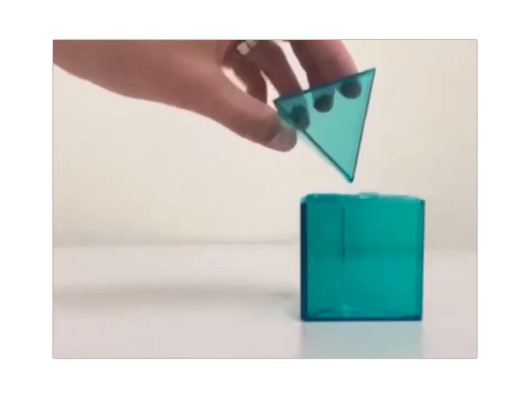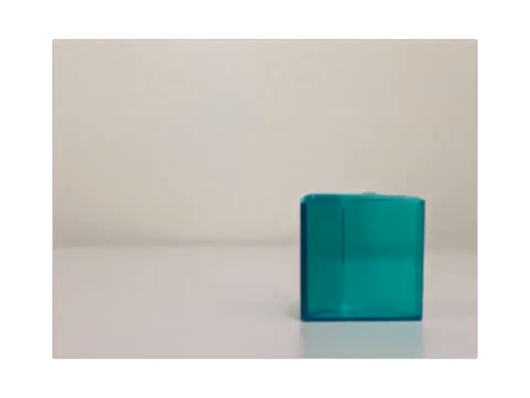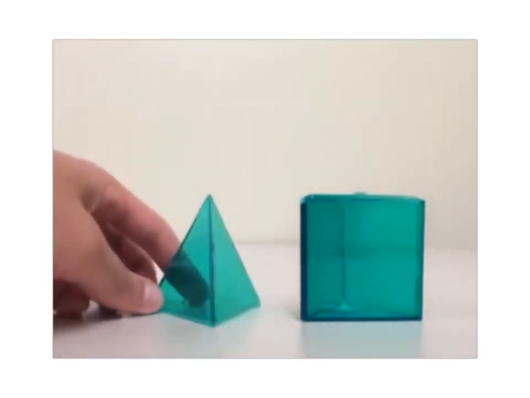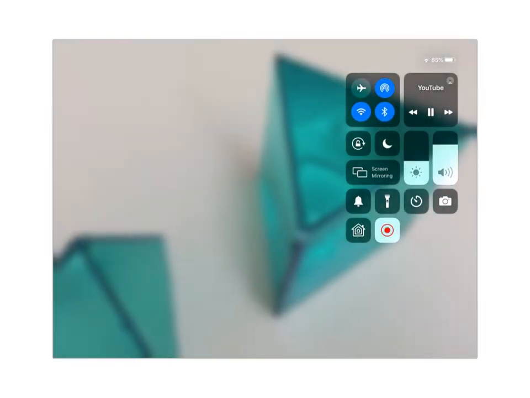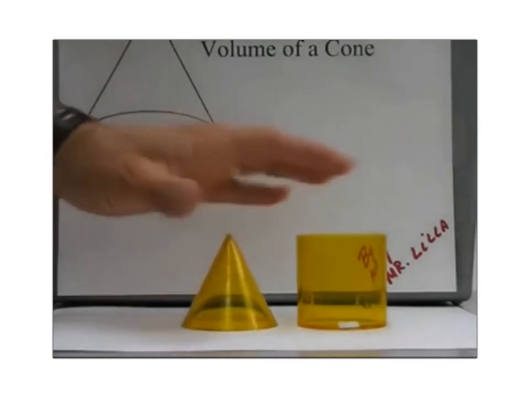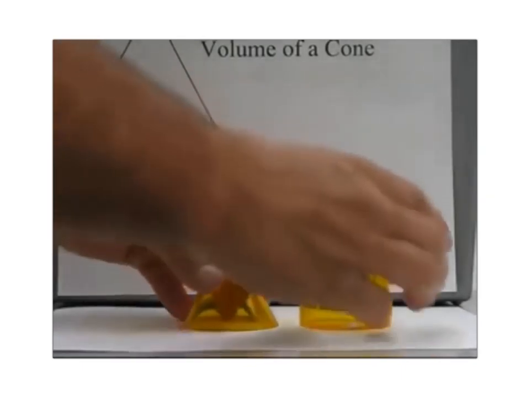This one is also exactly 3. Look at that water tension there. It takes 3 to fill it up, which you're going to see in the formula today. There's going to be a 1/3 just attached to the same formula as yesterday. Now let's look at what happens with a cone and a cylinder.